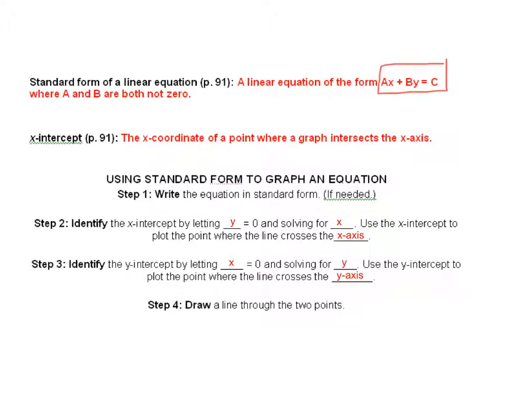Now, standard form, obviously different than y equals mx plus b. Why it exists is because it quickly allows us to find not just a y-intercept, but also an x-intercept. So with that, we should take a second to define the term x-intercept. So an x-intercept is the x-coordinate of a point where a graph intersects the x-axis. Once again, our x-intercept is the x-coordinate of a point where a graph intersects the x-axis.